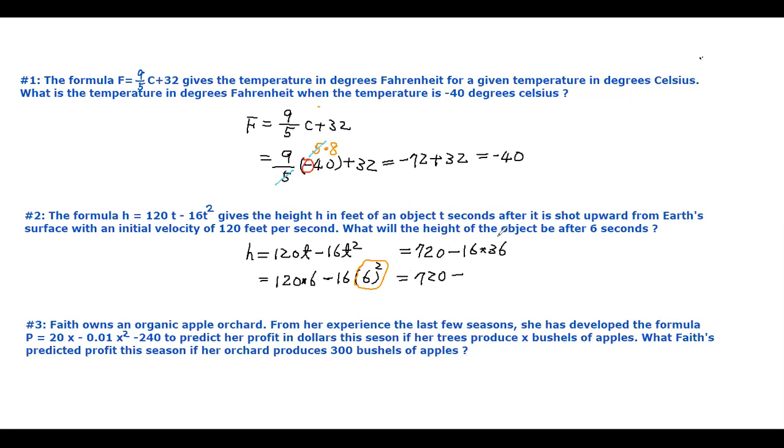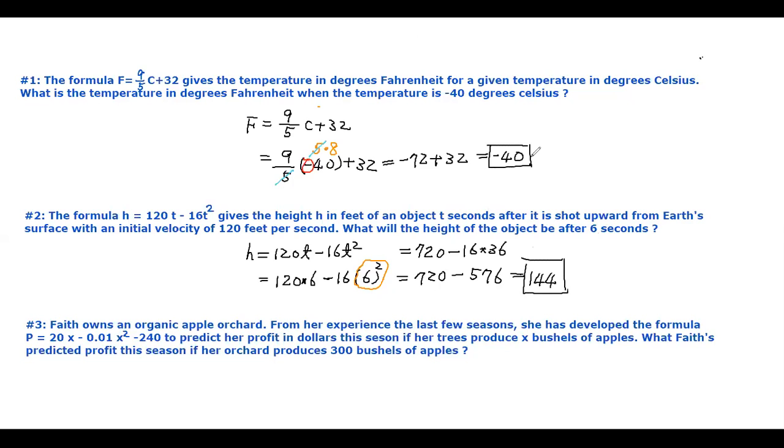Now, after you do that, 16 times 36 is what? It's 576. So 720 minus 576, it's going to be 144. So that means after 6 seconds here, the height is 144 feet up there, right? Okay, so that's the answer for this one. Now let's take a look at the third one here.